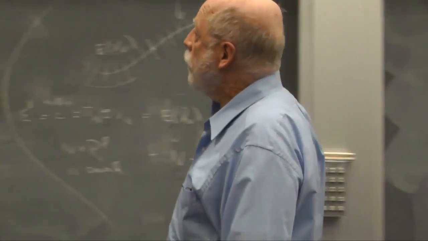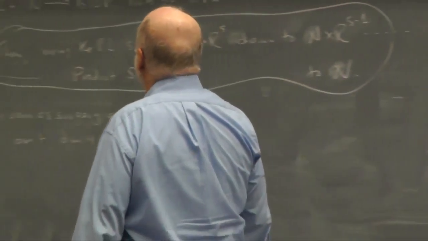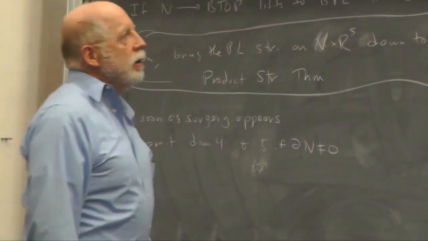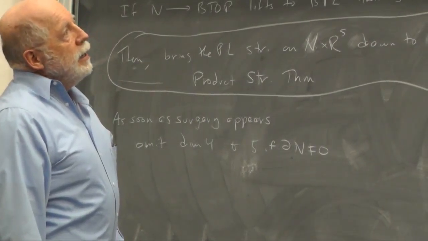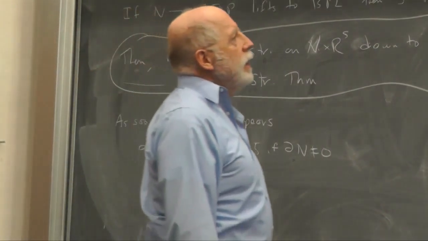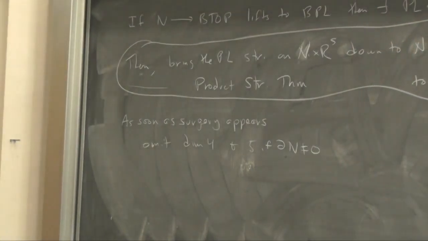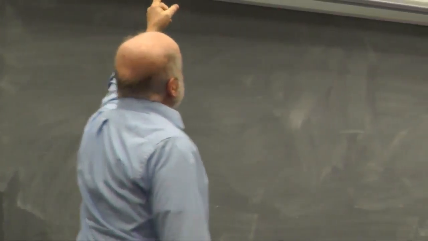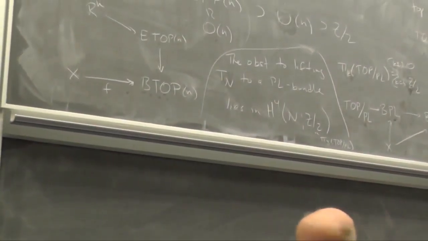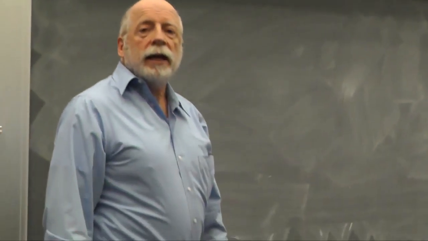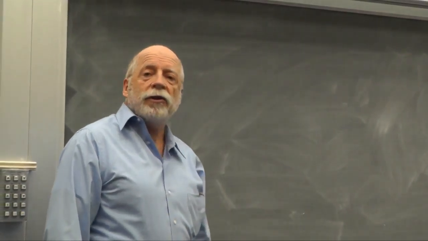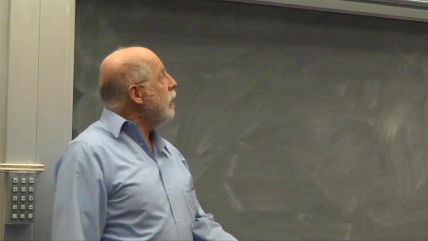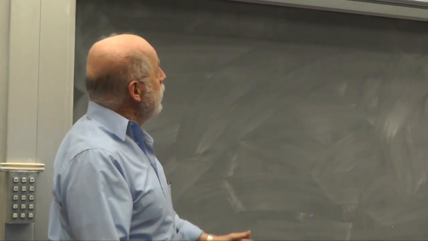Okay, so now the first step, so I'm going to do this in reverse order. I have to think more about this step. The main thing to do up here is to calculate pi k of top mod PL, and that's done quite nicely and geometrically using immersion theory. So you'll see a nice proof of that.